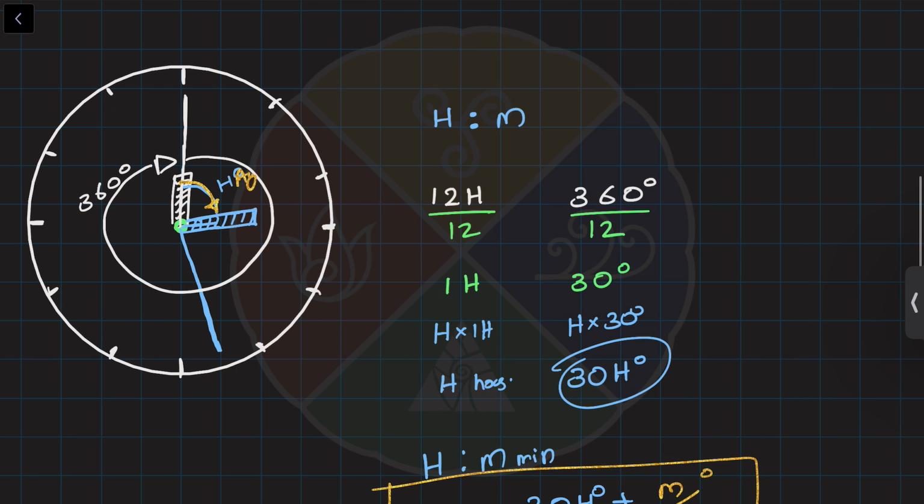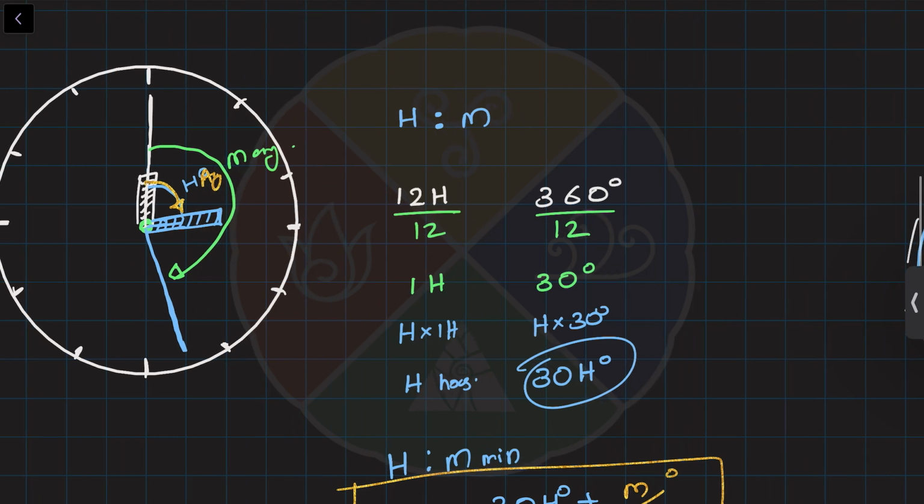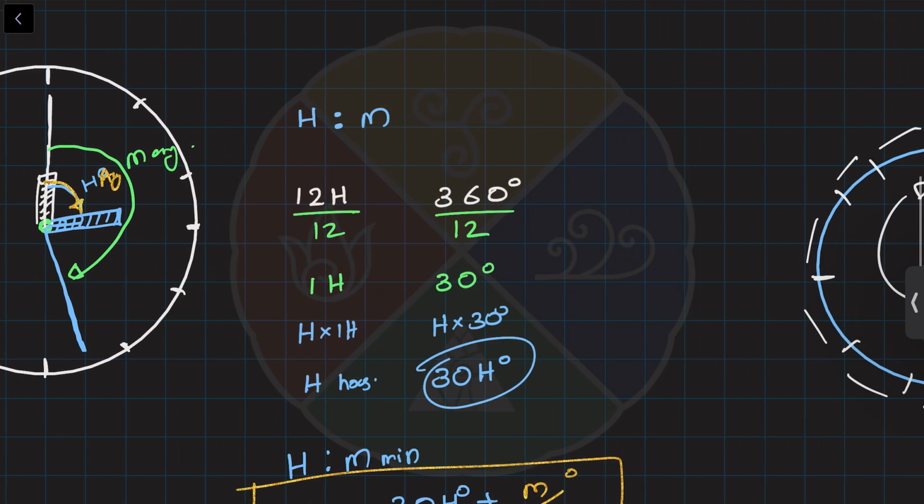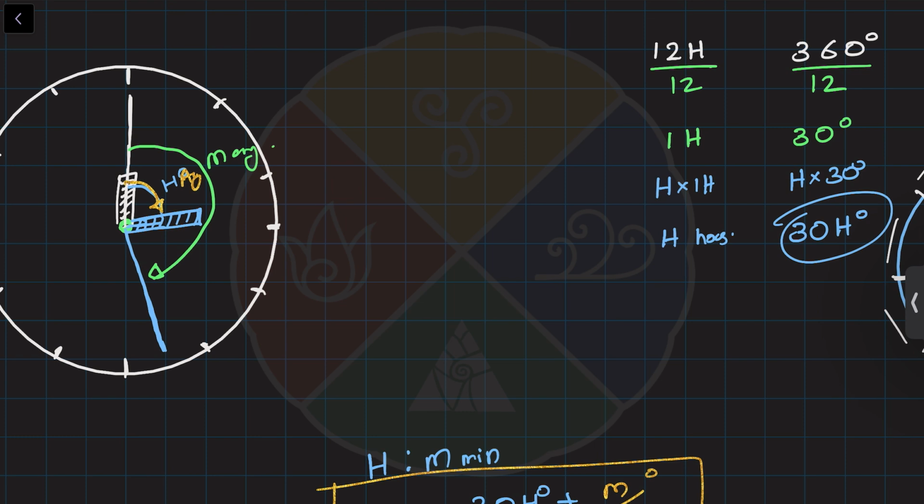Now I'm going to find the angle covered by the minute hand. That basically means from here the minute hand has reached here. So I want to find the minute angle. To find that, in the same principle, in 1 minute the minute hand actually goes around the clock. From the starting point to here we have 360 degrees.